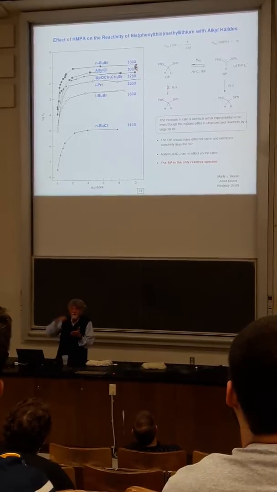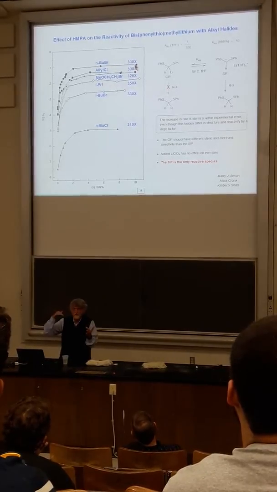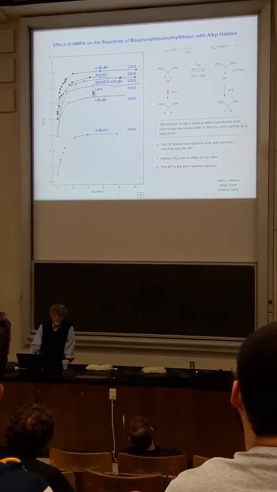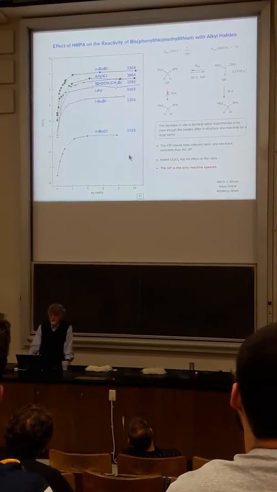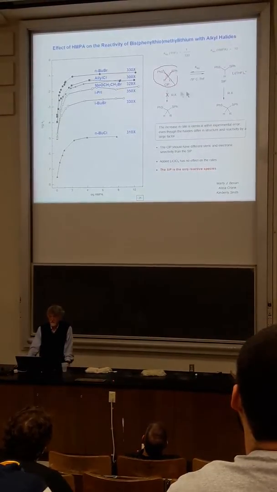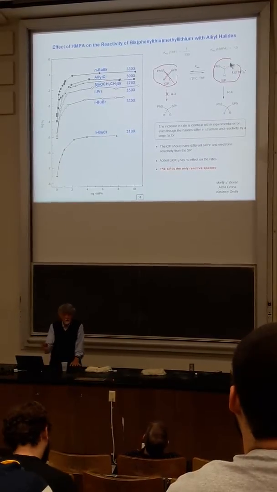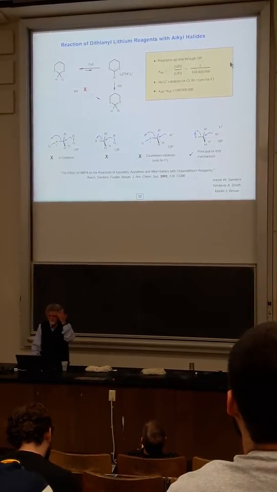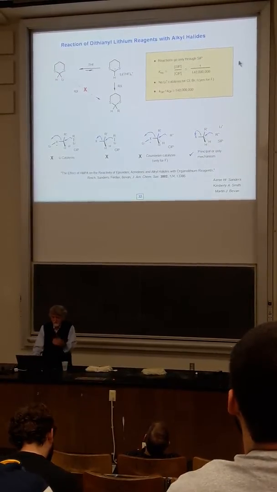Then we add HMPA, we get 100% separated ion pair, the rate goes up by a factor of 300. And it doesn't matter whether it's an unreactive halide or a very reactive halide, you get the same effect for all of these. So the indication is that the contact ion pair does none of the chemistry here, and all of the chemistry is done by a separated ion pair, and that's the only way to explain all this kind of information. Okay.